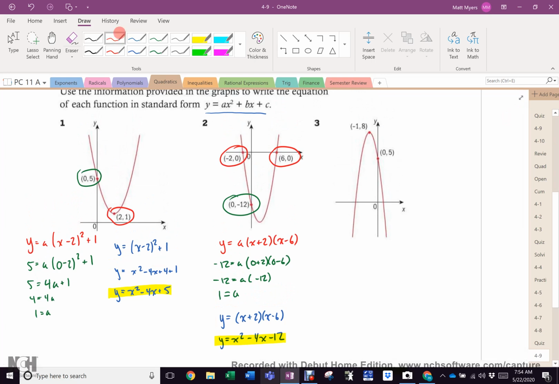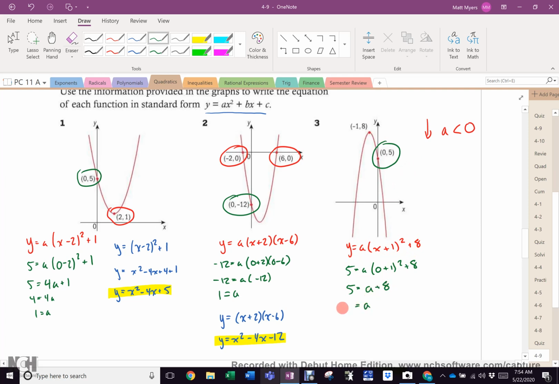Number 3 here, a little bit tricky. It opens downwards, so we know a has to be less than 0. Otherwise, we just keep going. We have a vertex, so y equals a(x plus 1) squared plus 8. We sub in the point we know. 5 equals a(0 plus 1) squared plus 8. 5 equals a plus 8. a equals negative 3.